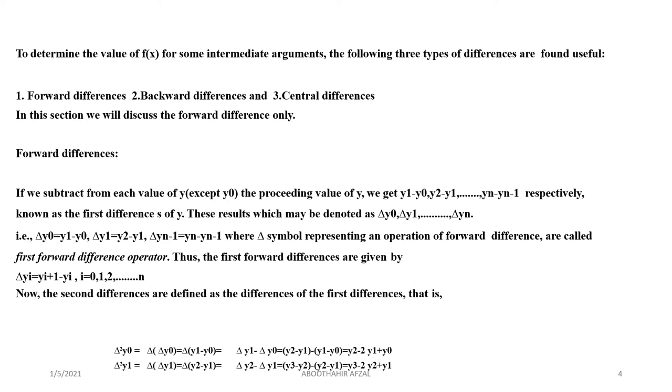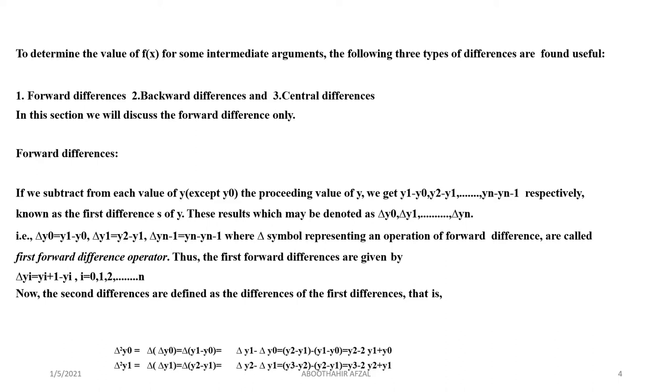Basically, the second difference is nothing but the differences of the first difference. If you subtract a first difference from the following first difference, you will get the second difference. That is what you call the second difference operator, that is delta square.